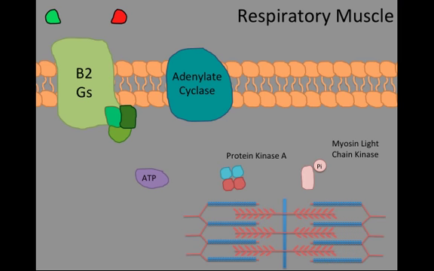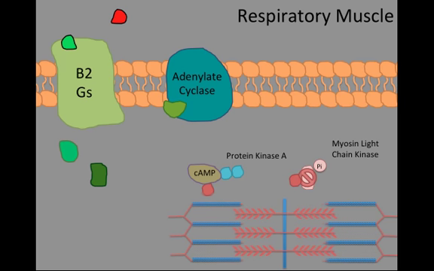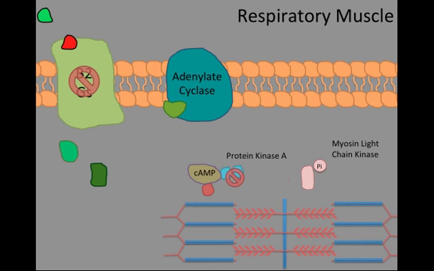Beta-2 activation on the respiratory smooth muscle stimulates the activation of protein kinase A. Protein kinase A phosphorylates myosin light chain kinase, which inhibits the phosphorylation of respiratory smooth muscle, causing bronchial dilation. When a patient is given labetalol, it competitively antagonizes these beta-2 receptors, allowing myosin light chain kinase to work on the smooth muscle and promoting bronchial constriction.